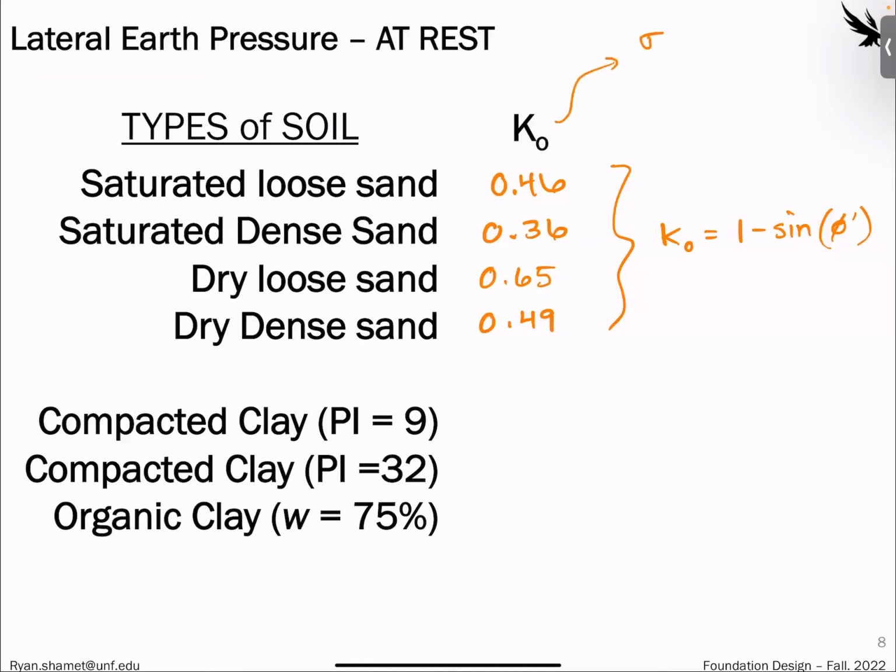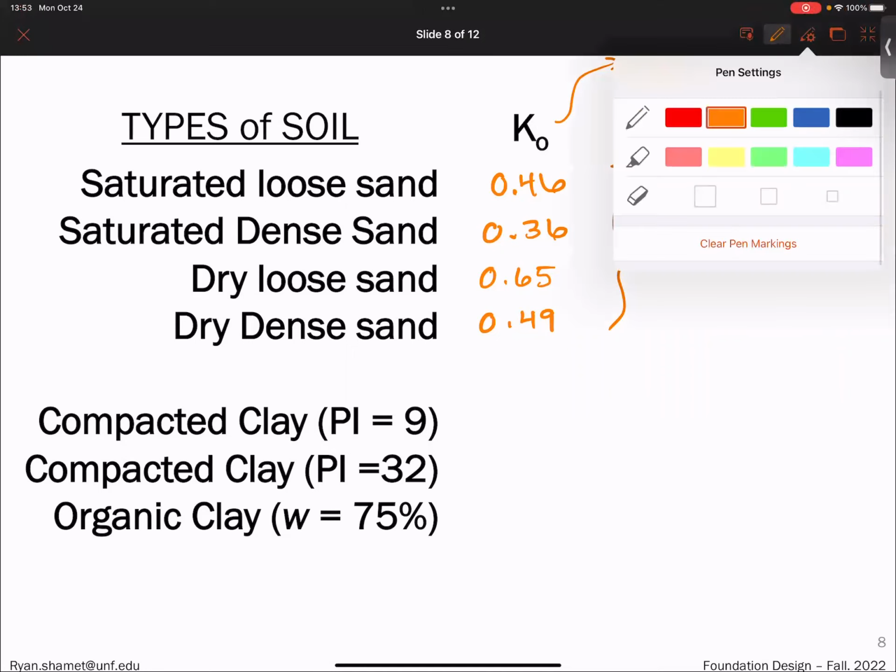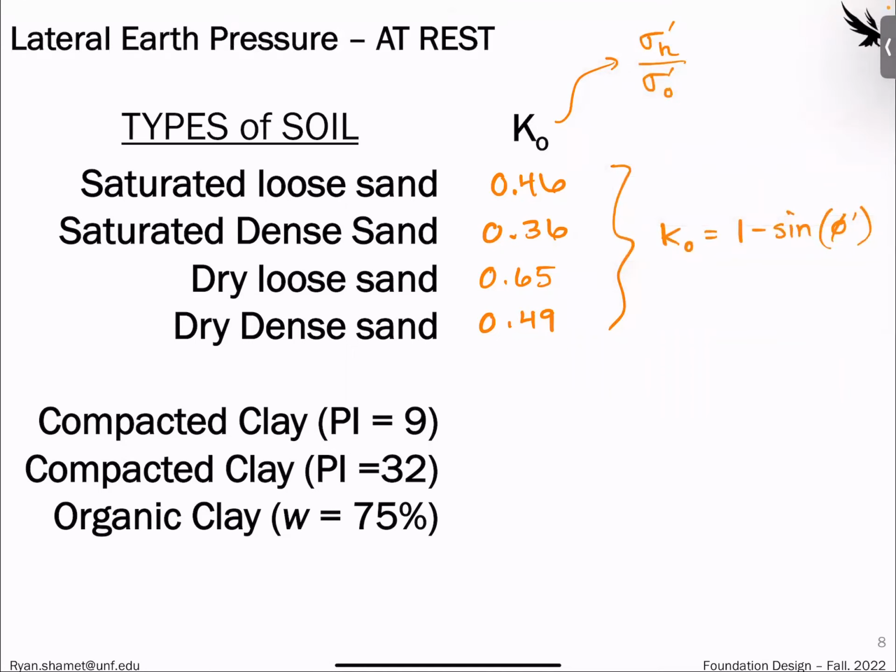So loose sands, loose material, is going to be a higher value. It's going to exert a higher amount of horizontal pressure than dense material. That's one of the things that could be a little hard logically to grasp. But the reason for that is because of soil arching.